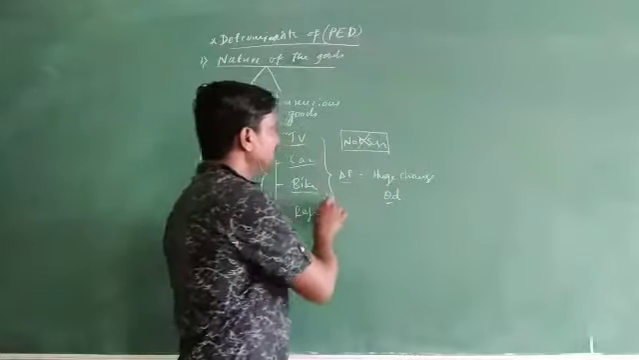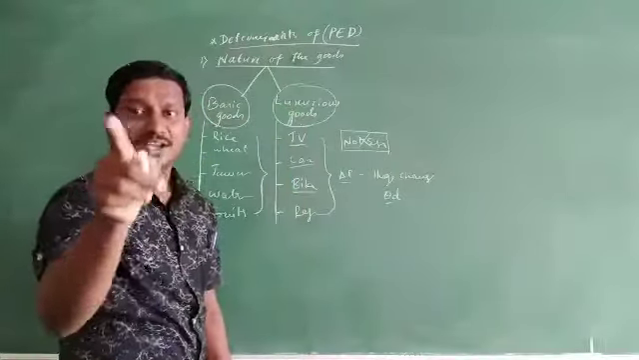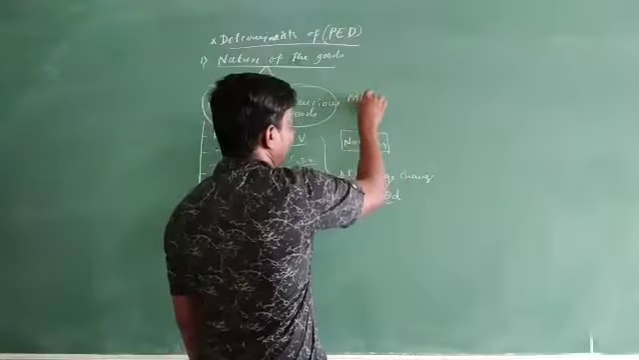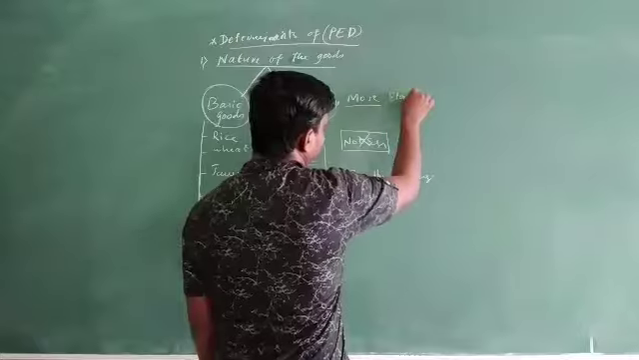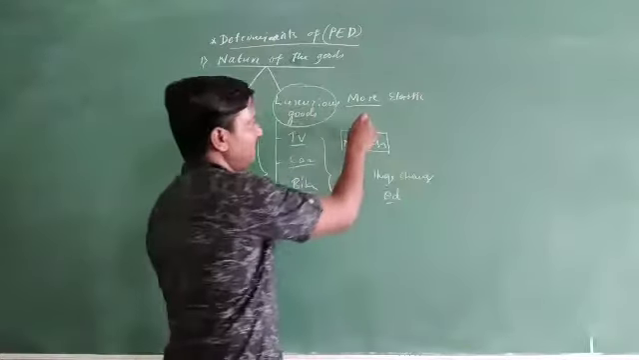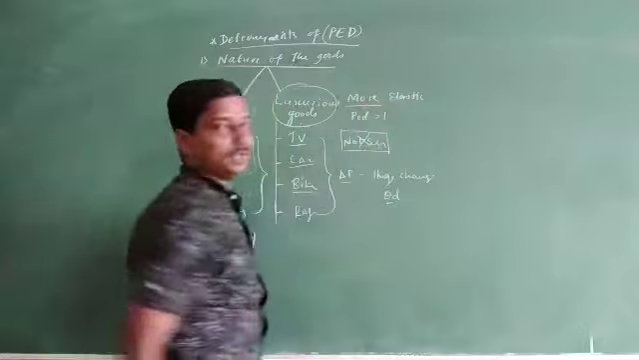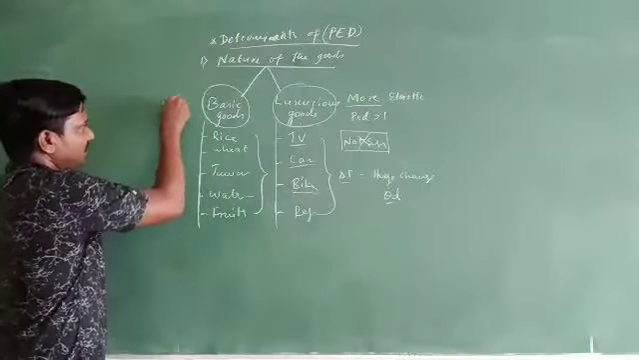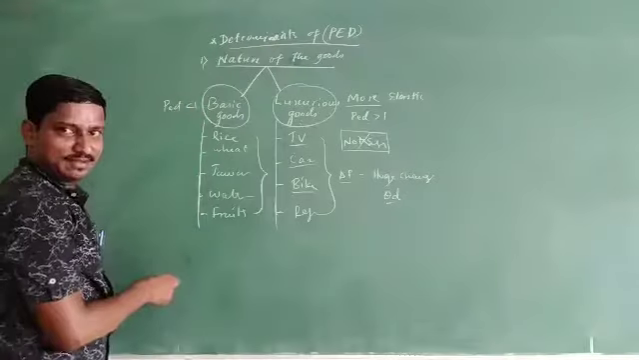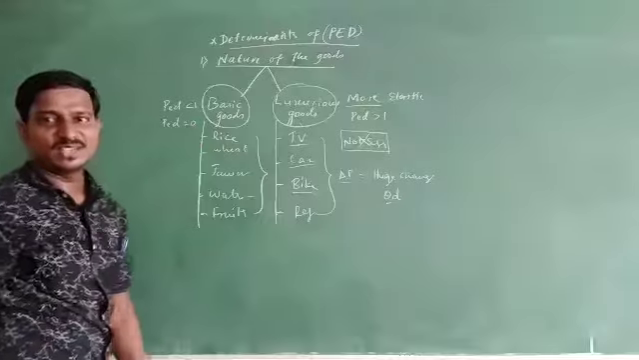Because of that reason, the price elasticity of demand for luxurious goods will be more elastic. It will always be more elastic. Therefore, the price elasticity of demand for luxurious goods will always be more than 1. Coming to the basic goods, the price elasticity of demand will be less than 1, or sometimes equal to 0.